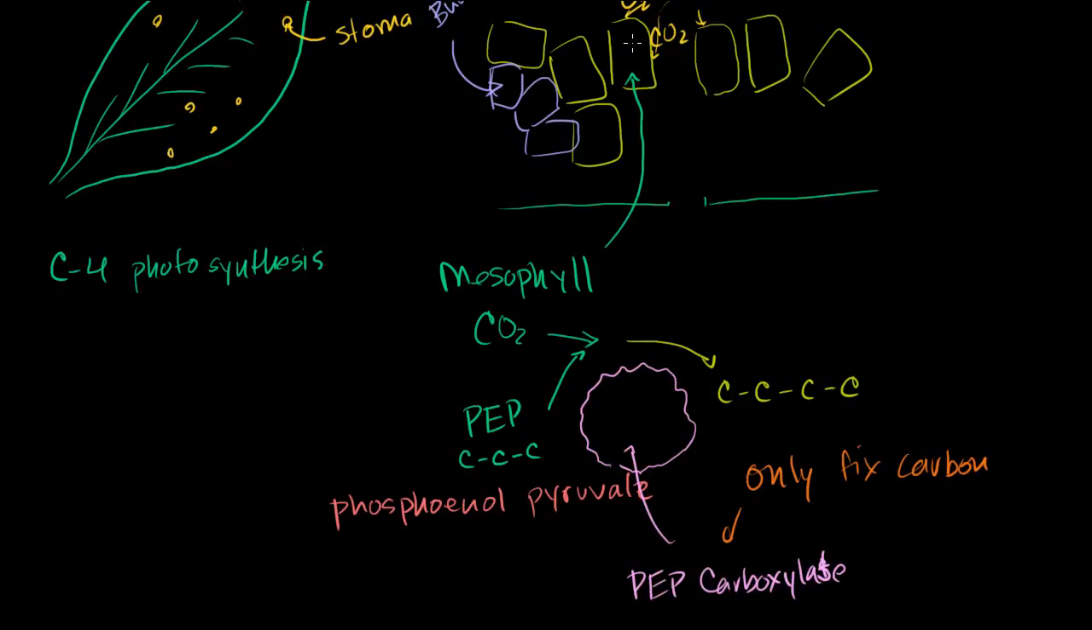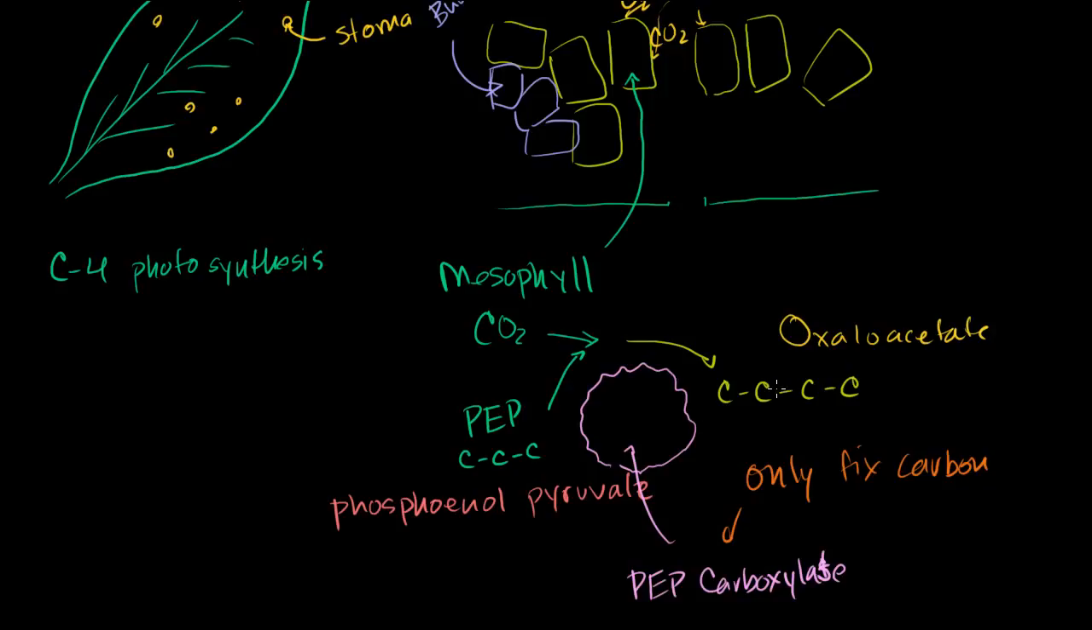You have oxygen and carbon dioxide running around here, but only carbon dioxide can react with the PEP via the PEP carboxylase. So then they react. They actually produce oxaloacetic acid, or oxaloacetate. Let me write that. Oxaloacetate. And you might remember this from the Krebs cycle. This was the first reactive species in our Krebs cycle.